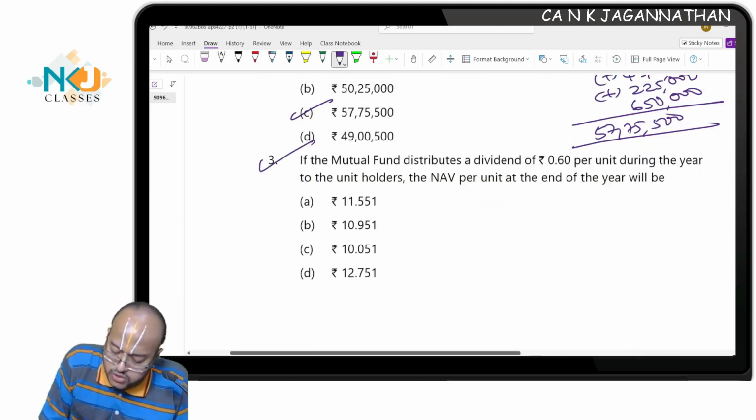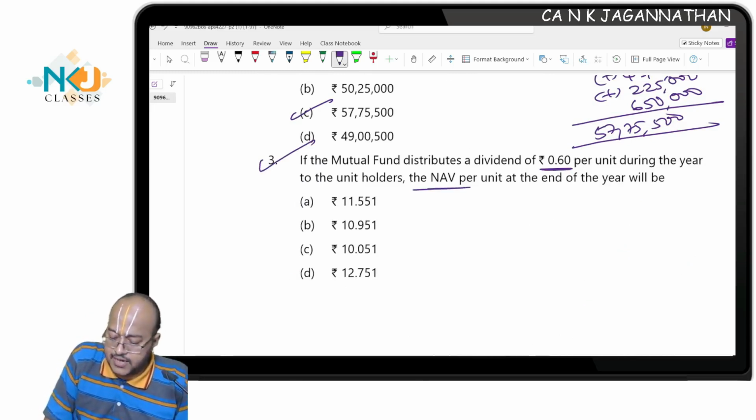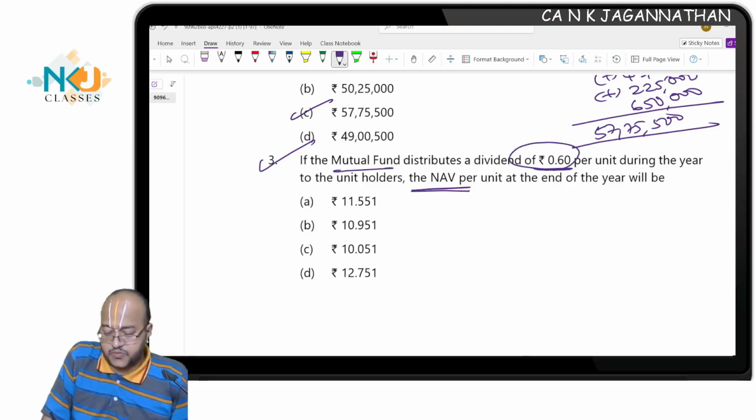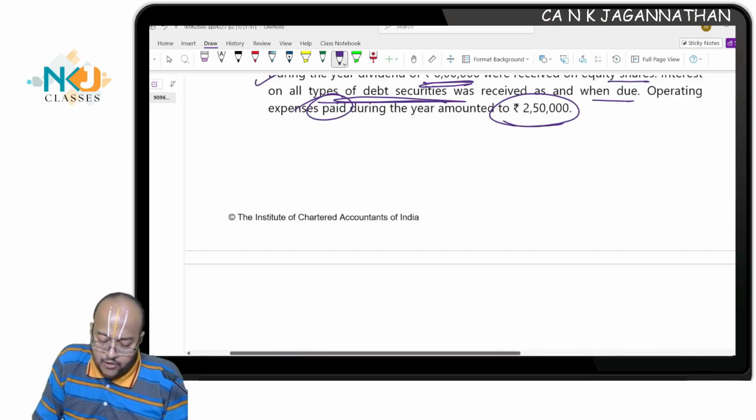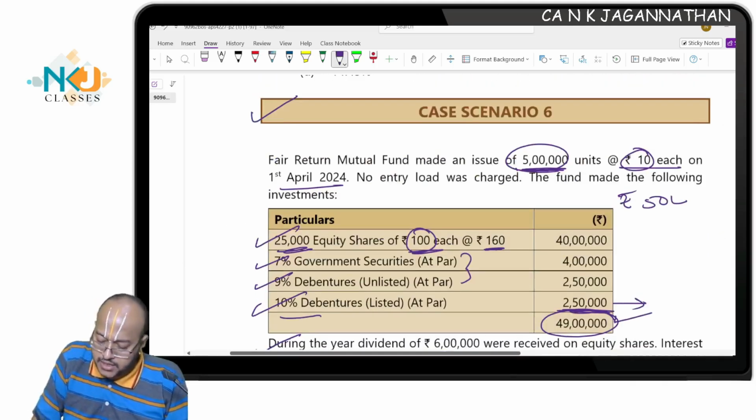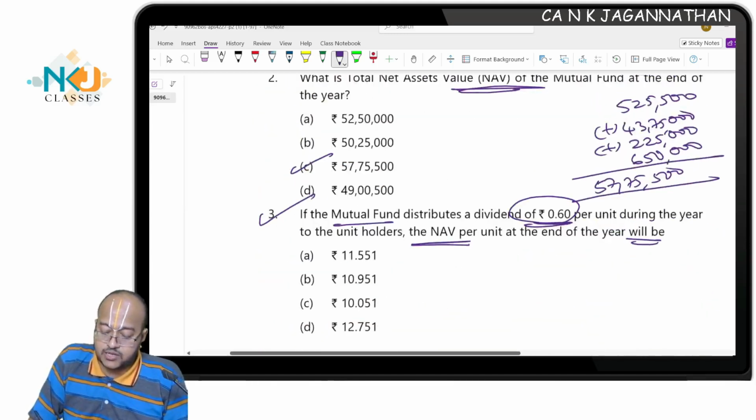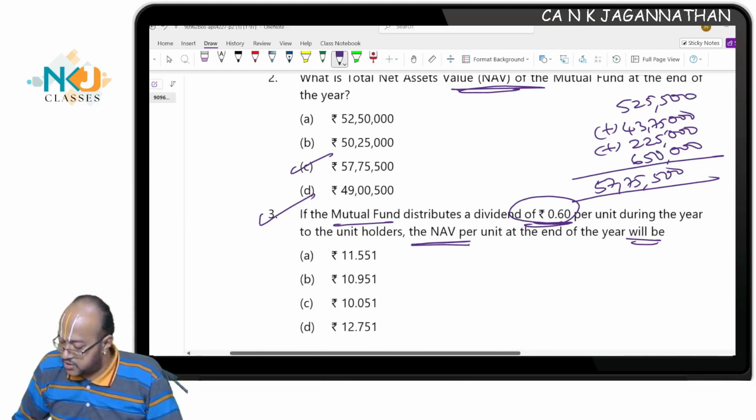Next, if the mutual fund distributes a dividend of 0.6 per unit during the year to the unit holders, what will be the NAV per unit at the end of the year? The mutual fund distributes this much of dividend. Very simple. Initially, how many units were issued? It issued 5 lakh units at 10 each. So for 5 lakh units, it needs to pay dividend of 0.6 per unit.